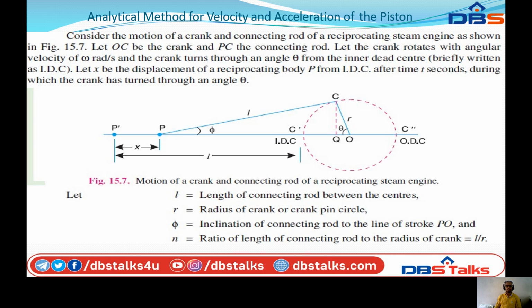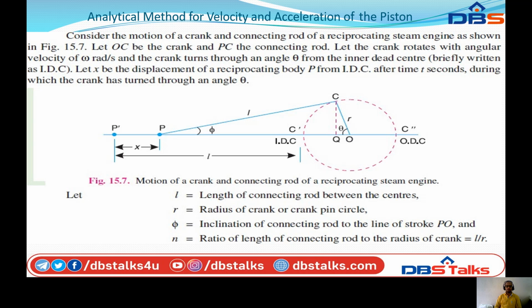And let OC be the crank and PC be the connecting rod. All of you know that in the reciprocating engine, let the crank rotate with angular velocity omega radians per second, and the crank turns through an angle of theta from the inner dead center.